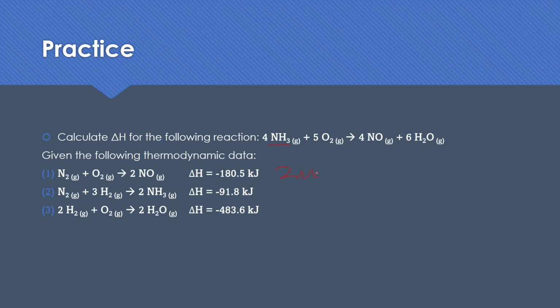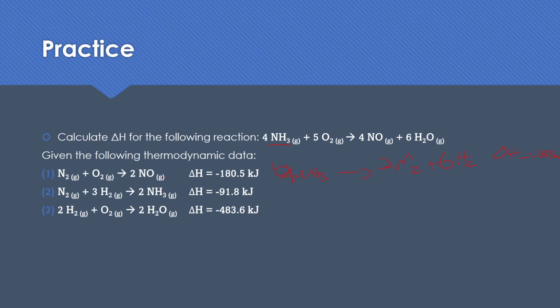So 4 NH3 yielding 2N2 plus 6H2. And delta H is going to be equal to -91.8 times 2, which is -183.6. Okay. All right, so that takes care of that.